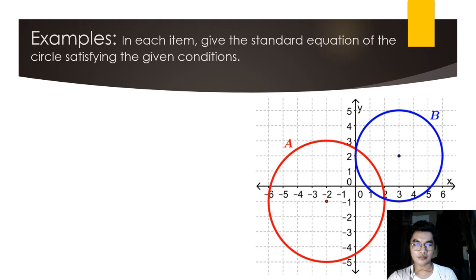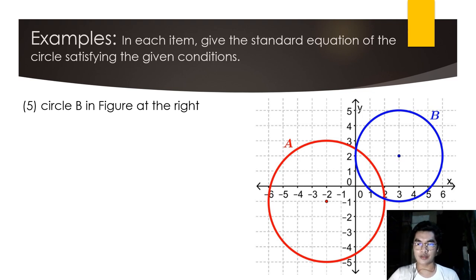Next. Let's proceed to find the standard equation of circle B. Here is our circle B. For the solution, first let us find the two important given that we need to know. The first one is the center, and the second one is the radius. Let us identify the center of circle B. For the x, we have 3, and for the y, we have 2.